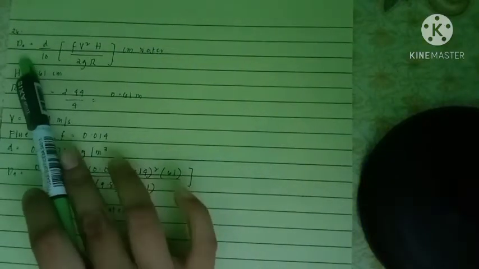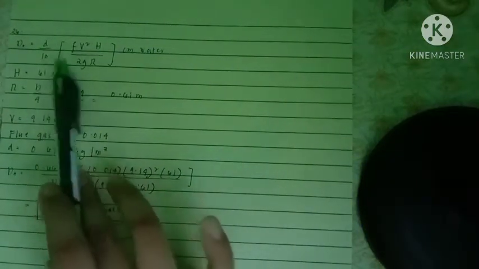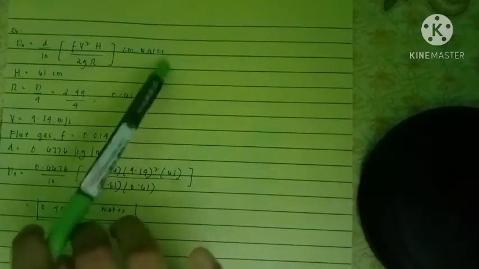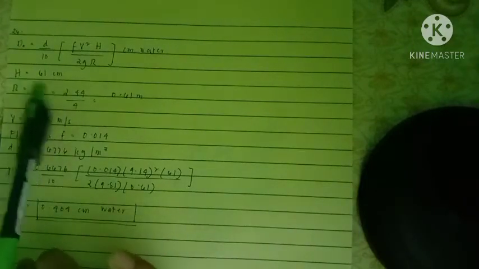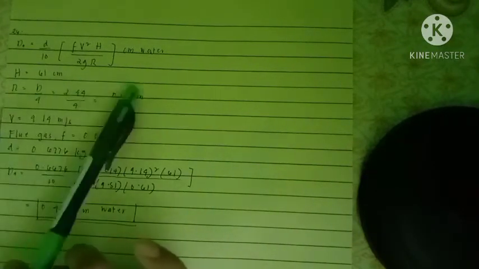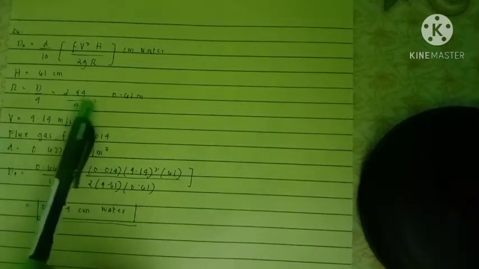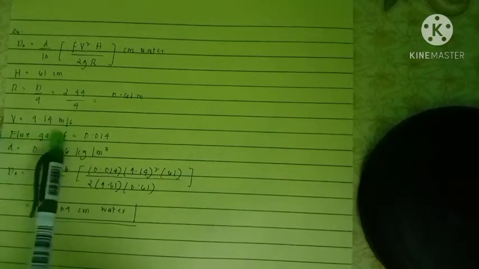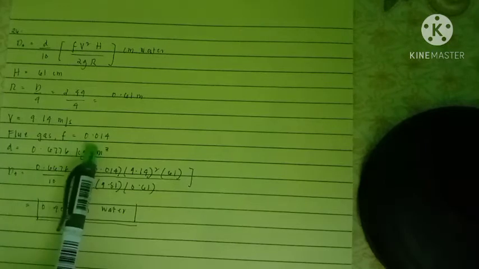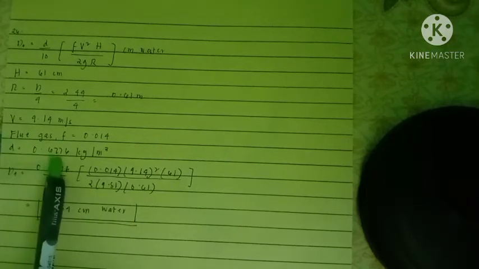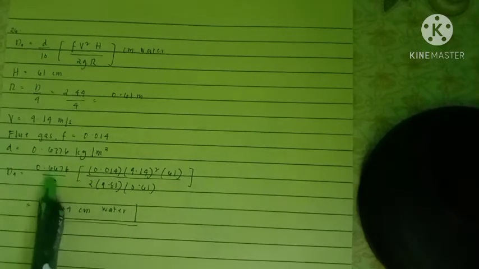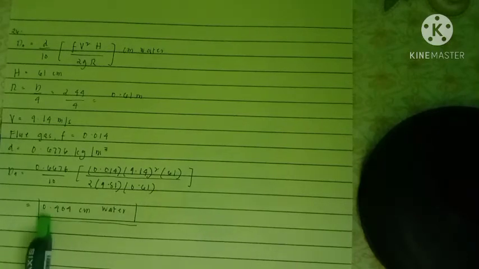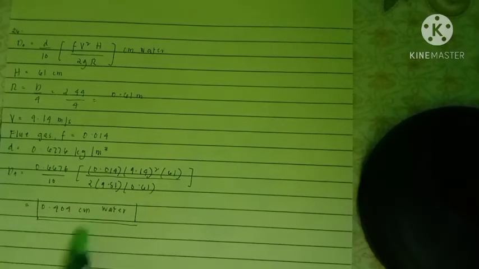So uppercase D is equal to d divided by 10 times F V squared H divided by 2GR, which is in centimeters of water. So H is equal to 61 meters. Our R is equal to D divided by 4, which is 2.44 divided by 4, or 0.61 meters. Our V is 9.14 meters per second. Flue gas F is equal to 0.0114 and our d is 0.6776 kilogram per cubic meter. Substituting all these values to this formula, it is now equal to 0.404 centimeters of water.